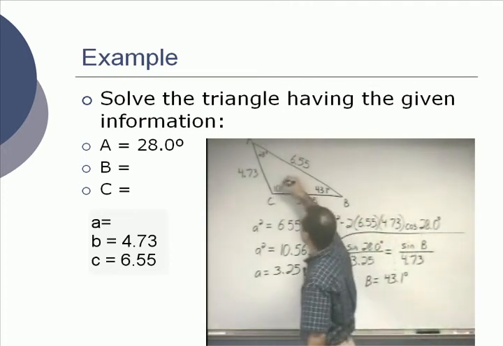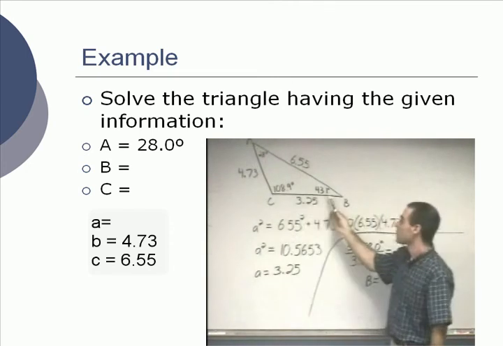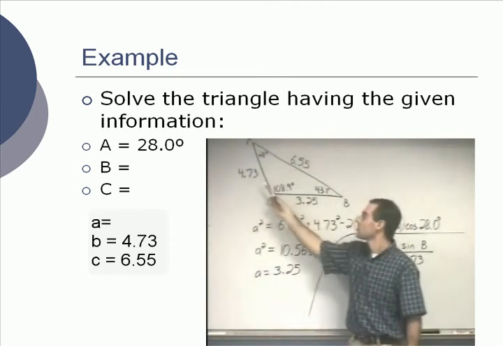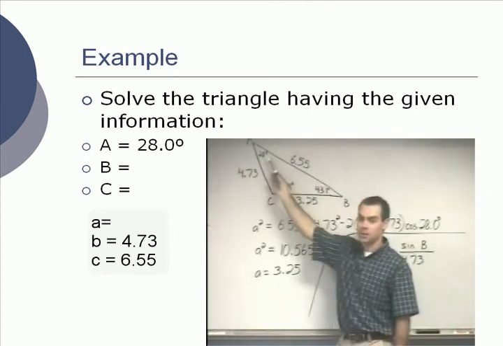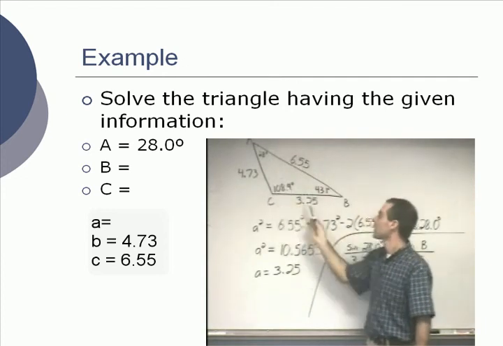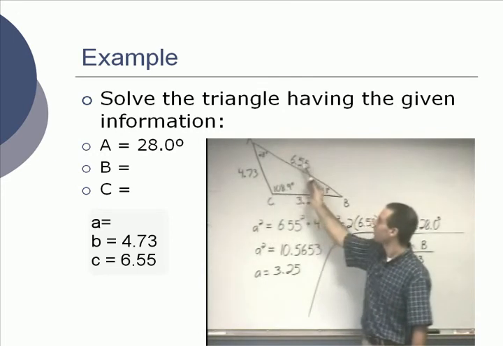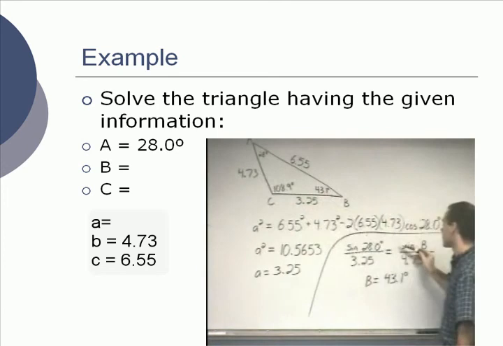Start with the smallest angle measure, which is always going to be opposite the smallest side length. Just by looking at this picture, we know that since 3.25 is the smallest side, angle A has to be the smallest angle. When these two are left, this side is smaller than that one, so this angle, B, has got to be the smaller angle. So we use law of sines to find that one.